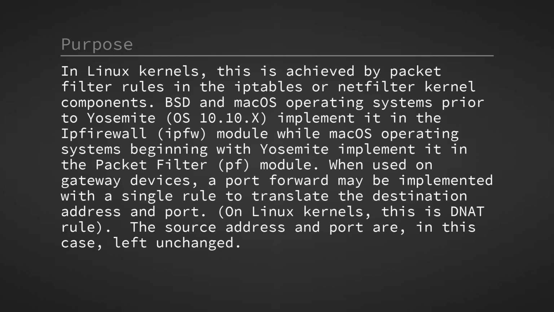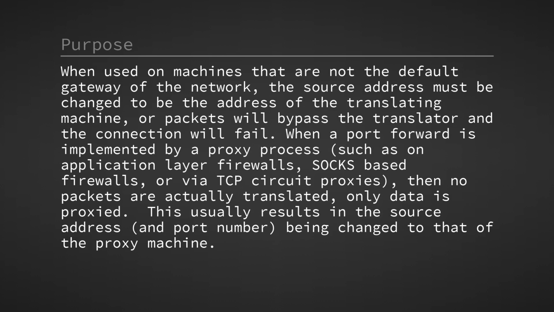When used on gateway devices, a port forward may be implemented with a single rule to translate the destination address and port. On Linux kernels, this is a DNAT rule. The source address and port are, in this case, left unchanged. When used on machines that are not the default gateway of the network, the source address must be changed to be the address of the translating machine, or packets will bypass the translator and the connection will fail.